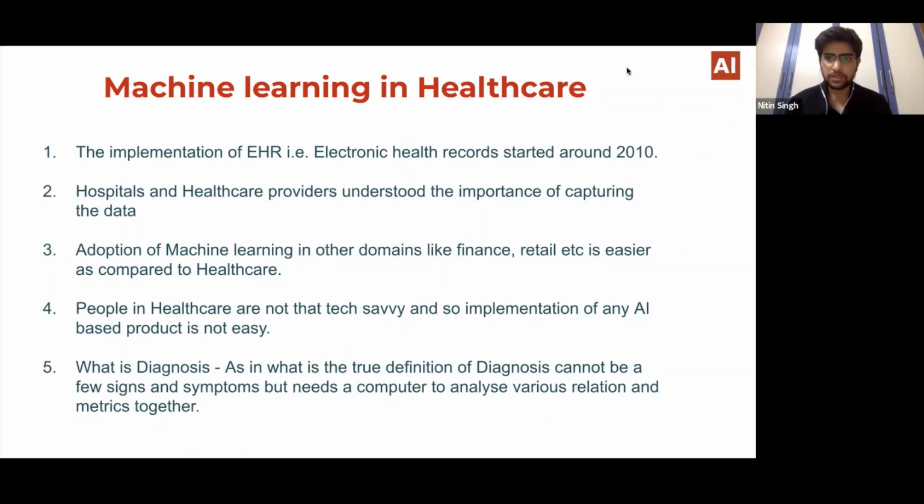I would like to pause for a few seconds. Any questions so far? Anyone who has worked on healthcare data or something?